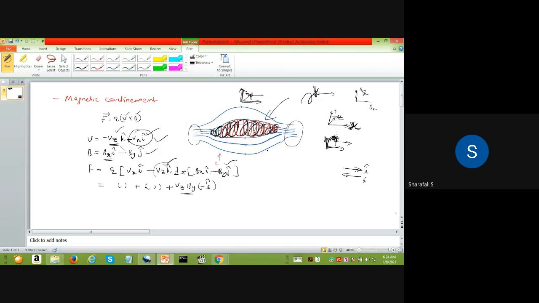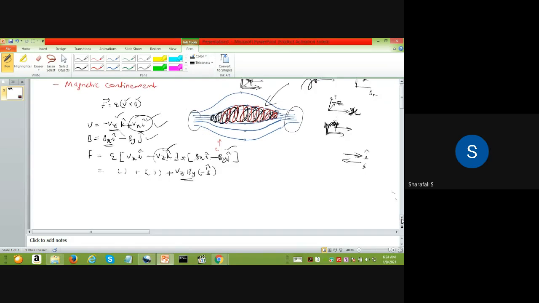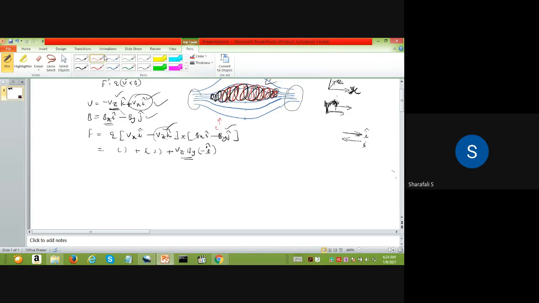Then if you consider another type of confinement apart from this, that is called inertial confinement. Here what we will do, we will make pellets. First we have to consider pellets.